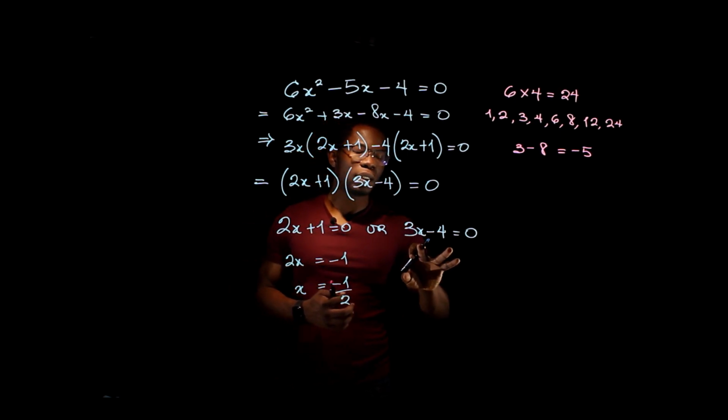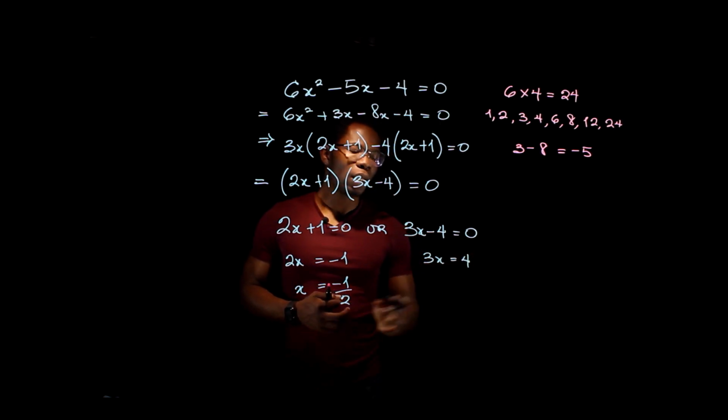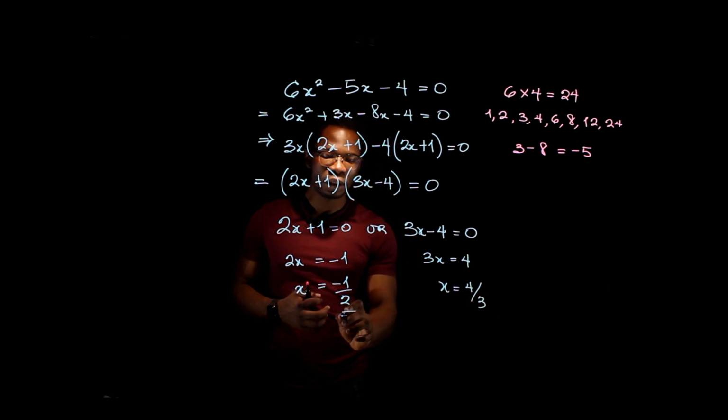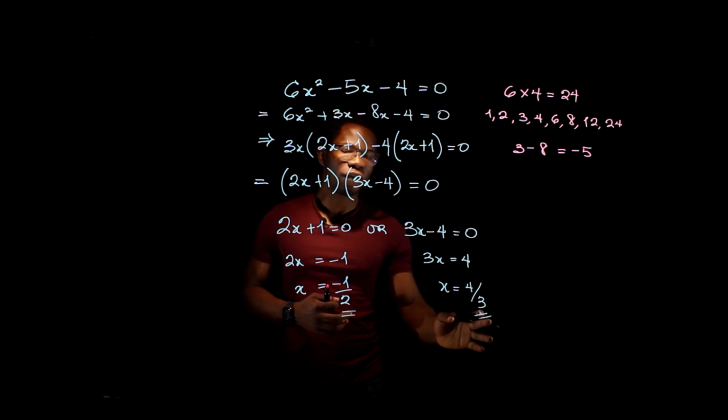For this side, if we add 4 to both sides, 4 cancels out here and we're left with plus 4 here. So that will be 3x equals 4. And to leave x on this side alone, we divide both sides by 3. So x is equal to 4 divided by 3. So our answers to this quadratic equation are minus half and 4 divided by 3.